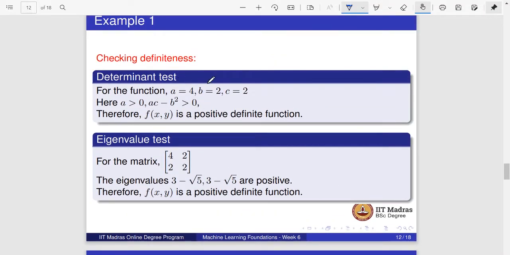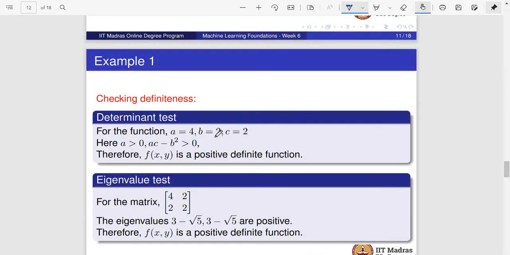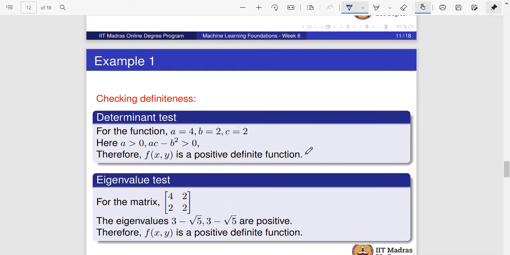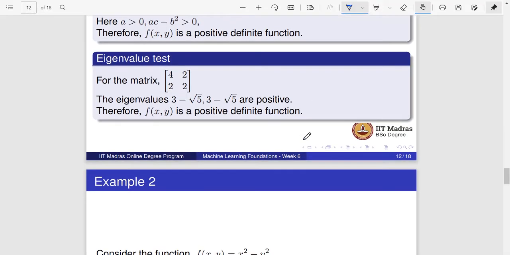We will try to check with the determinant test. So that in the determinant form, it can be written as this. So here a is greater than 0 and ac minus b square is greater than 0. That's why it's a positive definite function. If we see the eigenvalues, both are positive. That's why the eigenvalue test also confirms that this is a positive definite function.